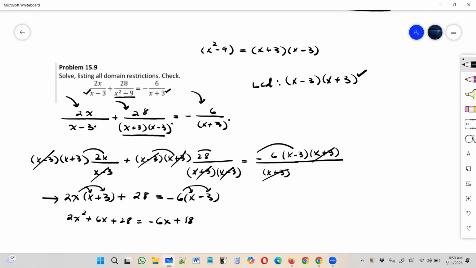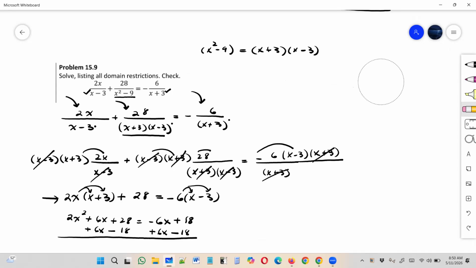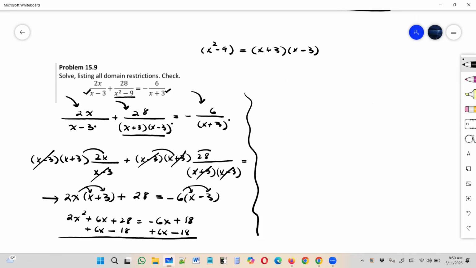I recognize this is a quadratic. So to solve a quadratic, I have to have 0 on the right. So I'm going to add 6x here, and obviously here. And I have to subtract 18 here, and obviously there. So whatever you do to one side, you do to the other. Okay? I'm going to erase a little bit from here because I'm going to need that space. And I'm going to be left with 2x squared. Here's my 12x. And here is my 10. And these two cancel.